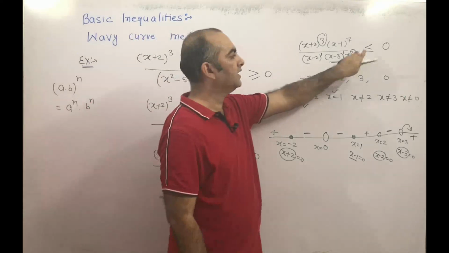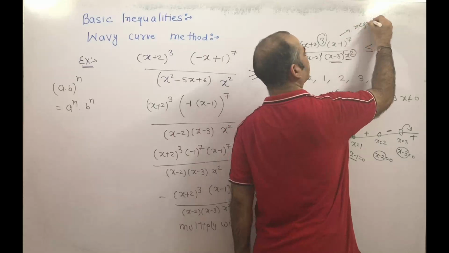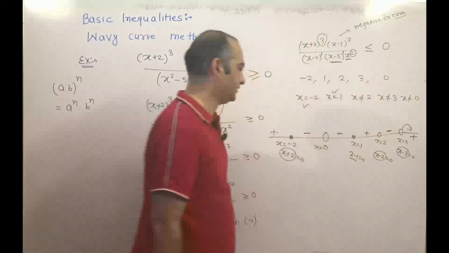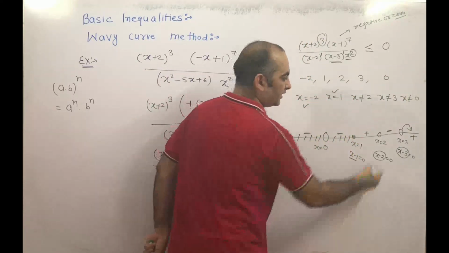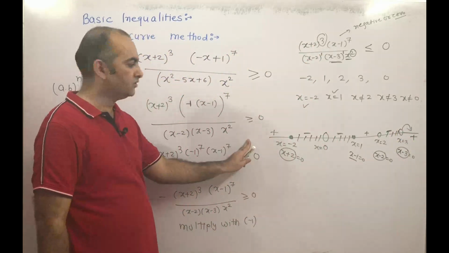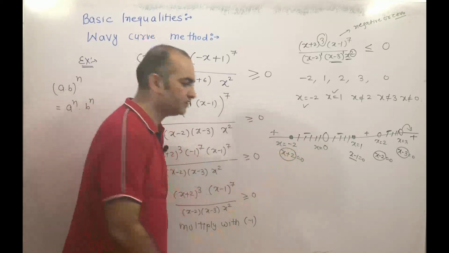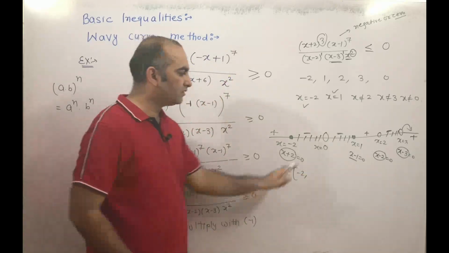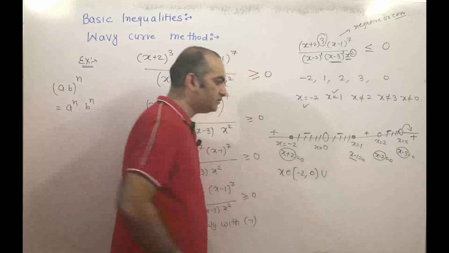Okay, now we have to check this one. This side we want less than or equal to 0. That means on this side we want negative or 0. Where it is negative, you can check here. This is negative, this is also negative, and this is also negative. These three portions will come. So we will start from here: minus infinity to minus 2. This portion will not come. Minus 2 is included, so x belongs to the closed interval minus 2 to 0. 0 is open. Union.